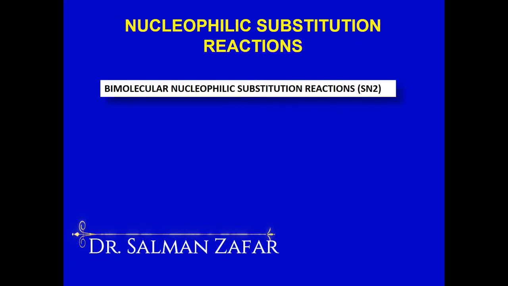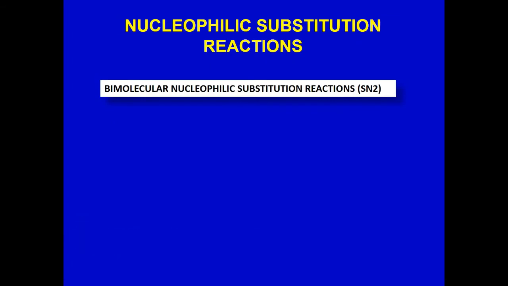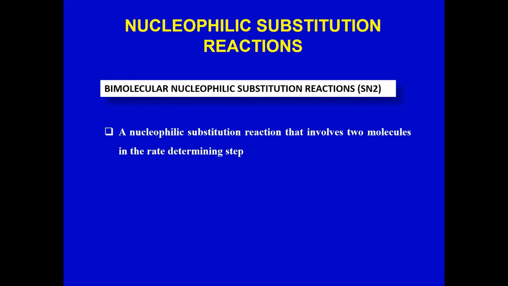Today we're going to talk about the bimolecular nucleophilic substitution reactions, or in short we call them the SN2 reactions. A bimolecular nucleophilic substitution reaction is a reaction that involves two molecules in the rate determining step. Such reactions usually complete in a single step. That single step is the rate determining step, and it involves two molecules, which is the reason why we call it a bimolecular nucleophilic substitution reaction.